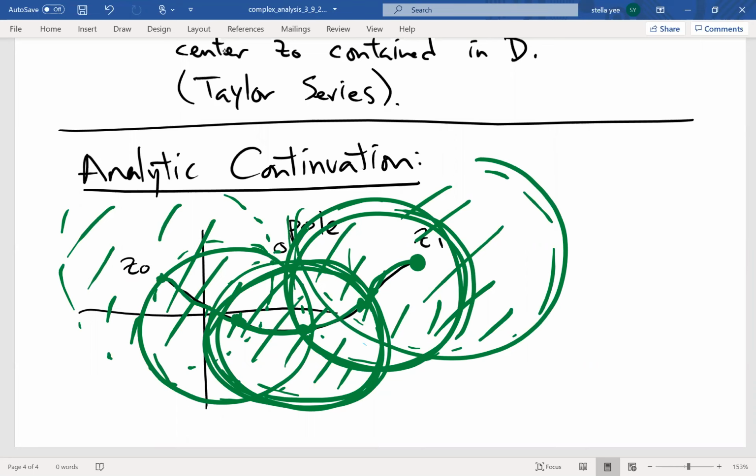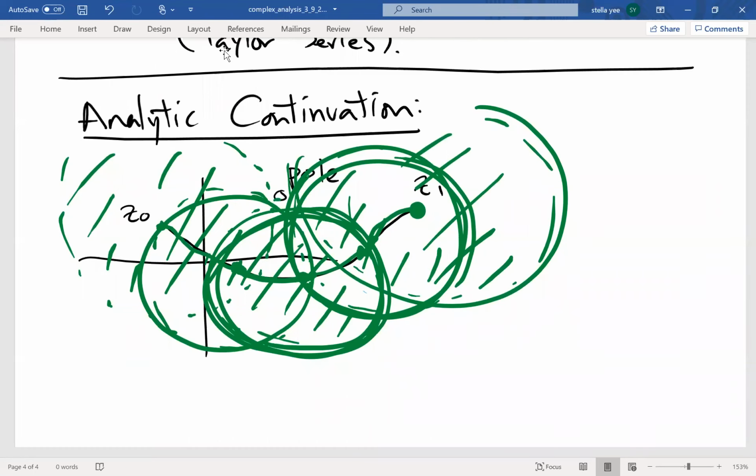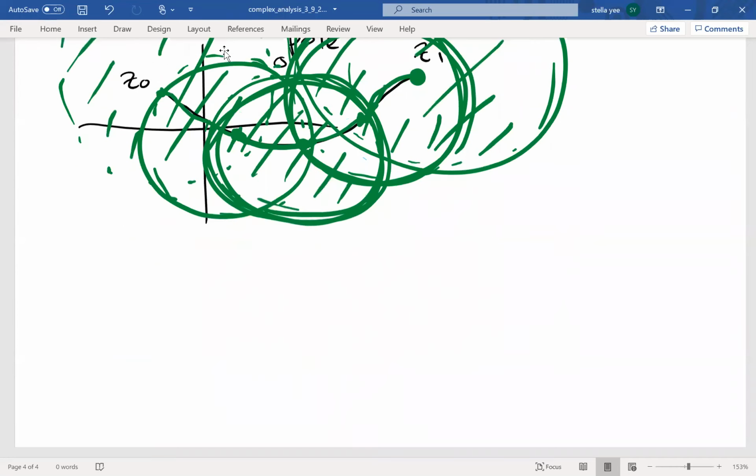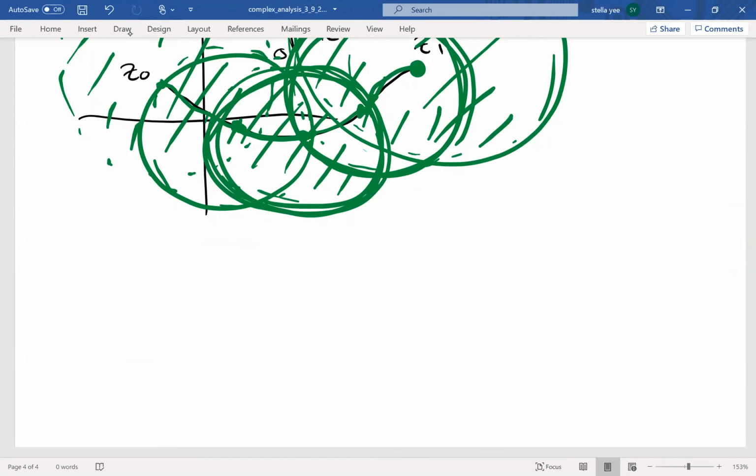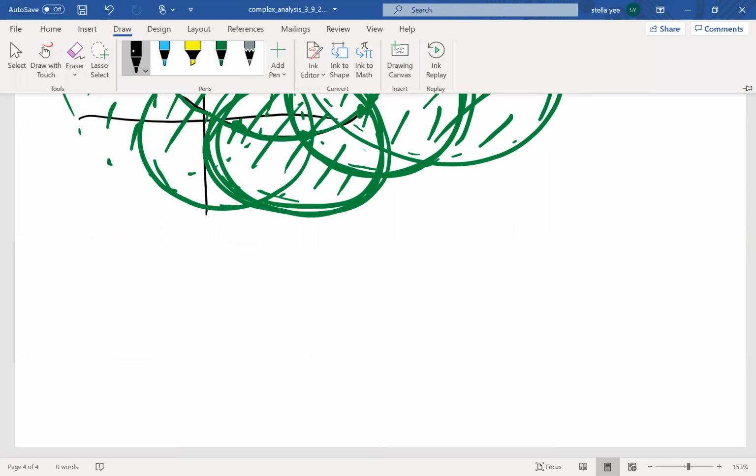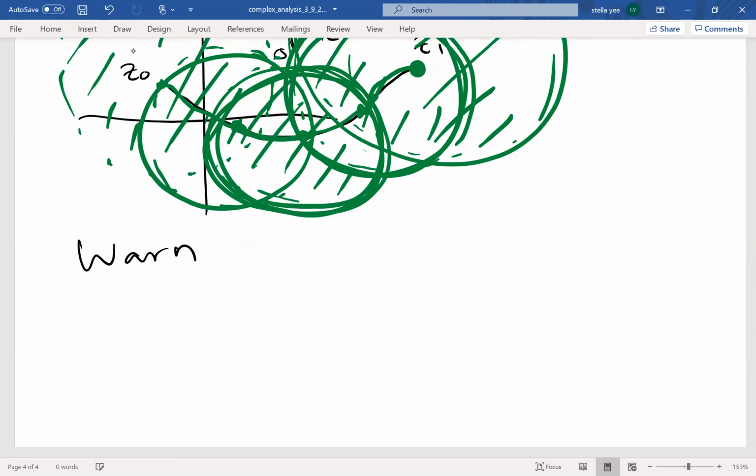Does that make sense? So we can take our disk along with us as we explore the function, and we are able to discover how the function is behaving later on in the path. This is an extremely powerful technique. It's awesome. It does come with a warning though. So here's a warning.